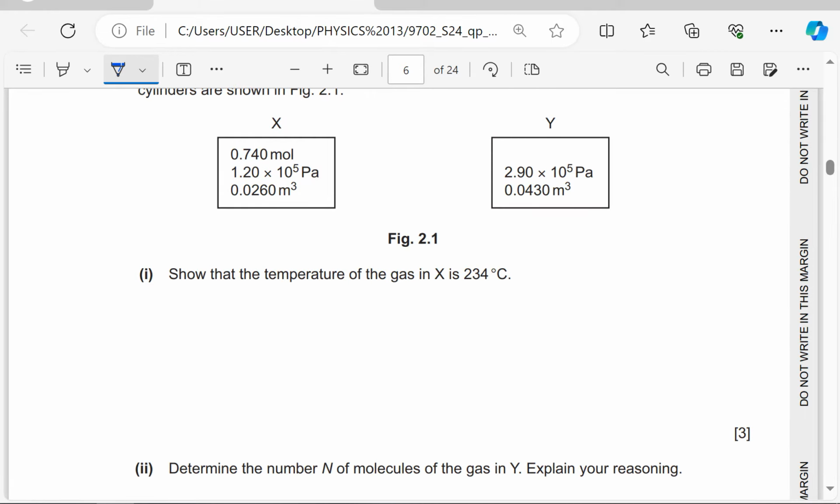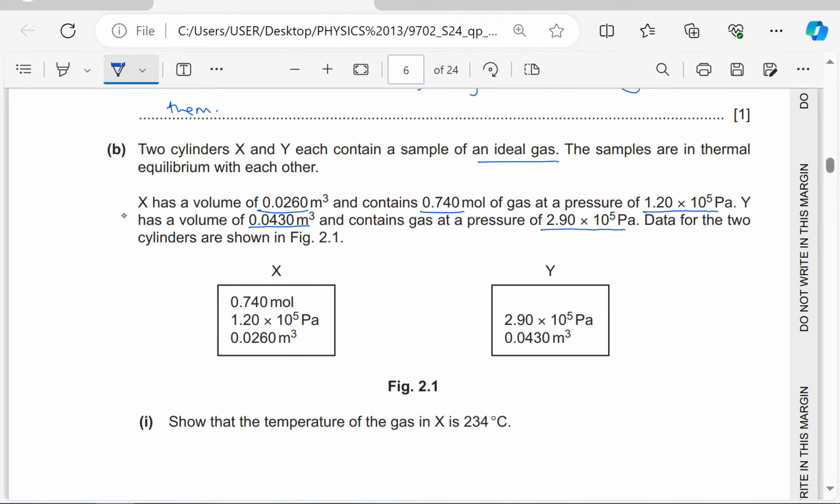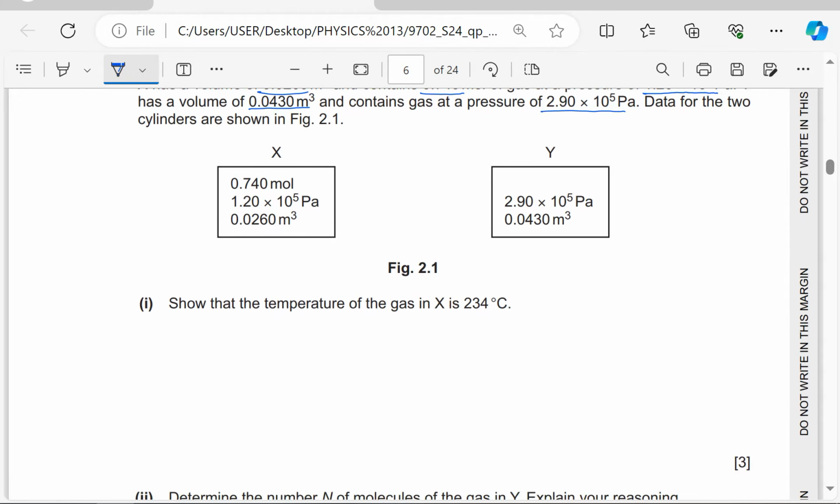Show that the temperature of the gas in X is 234 degrees Celsius. Remember, these are in thermal equilibrium. That means the temperature for X is the same as the temperature for Y. As simple as that. Show that the temperature of the gas in X is 234 degrees Celsius. So we know that PV is equal to nRT. So the temperature is going to be the pressure times the volume divided by n times R.